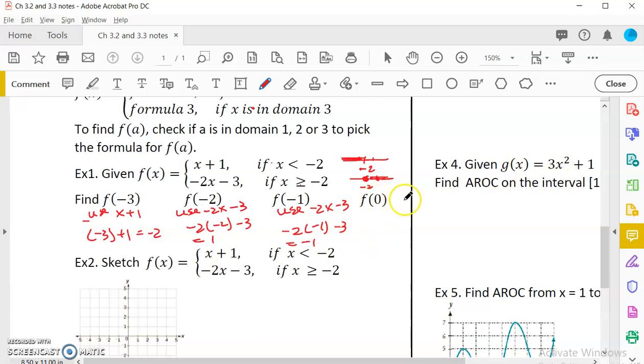Lastly, f of 0. F of 0 belongs to where? It's here also, the second function, negative 2x minus 3. So negative 2 times 0 minus 3, that is equal to negative 3.